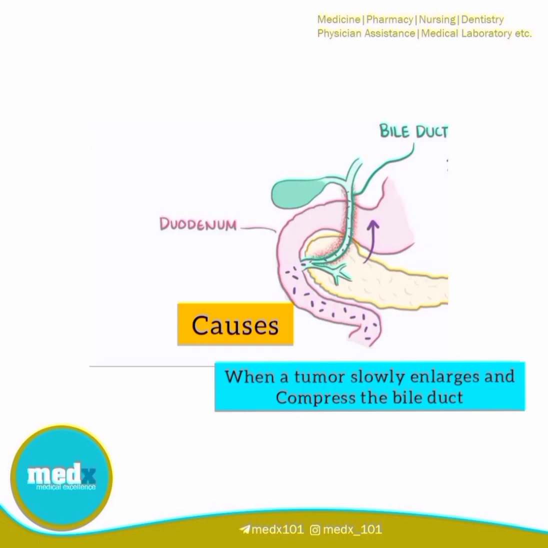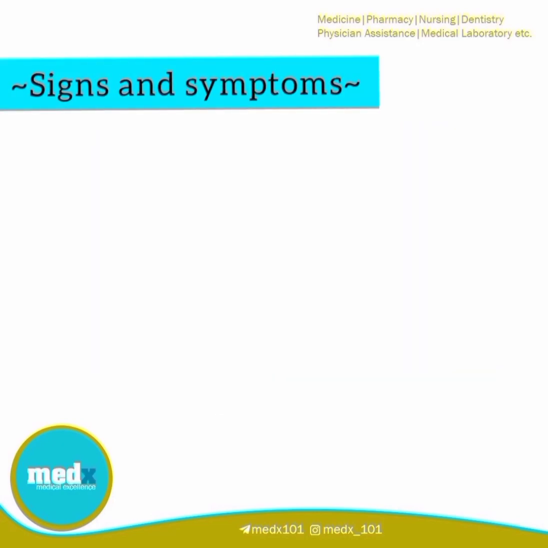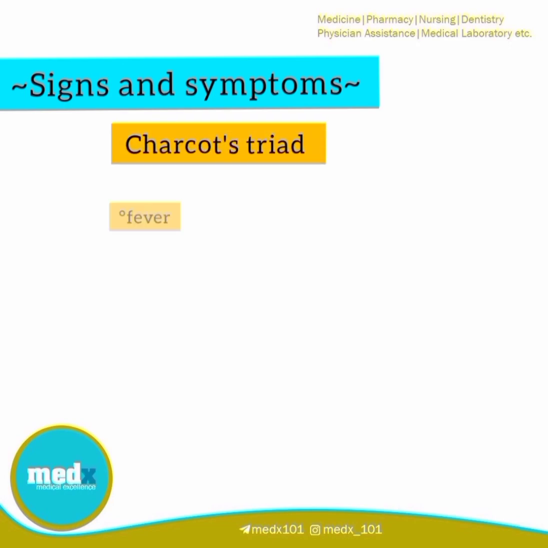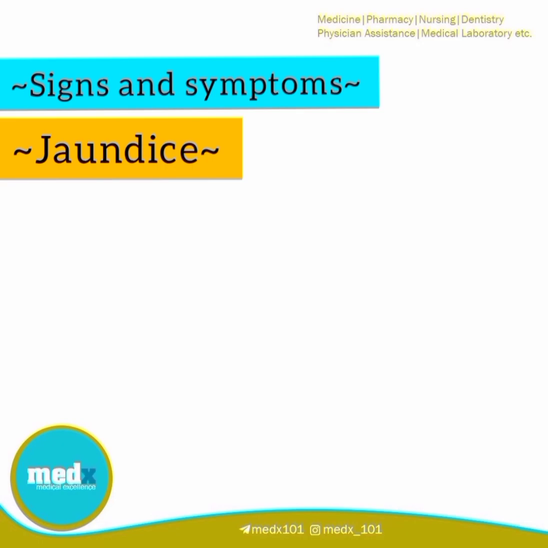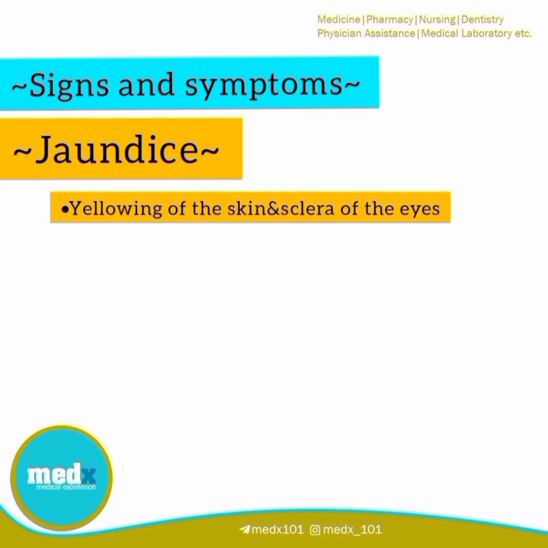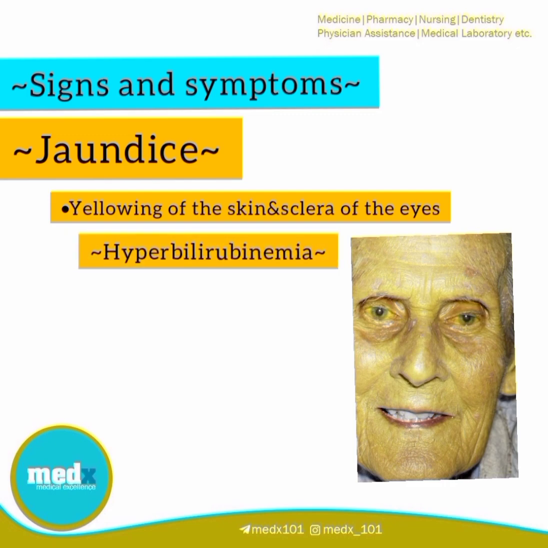Now the next thing we'll look at is the signs and symptoms, and this is where we'll talk about Charcot's triad. It's a group of 3 symptoms. It's made up of fever, right upper quadrant pain, and then jaundice. Now let's talk about jaundice. Jaundice is the yellowing of the skin and the white of the eyes, that is the sclera of the eyes, and this is due to hyperbilirubinemia.